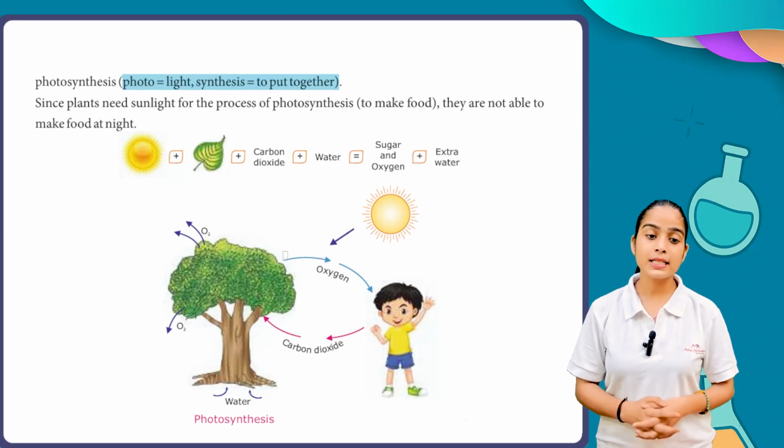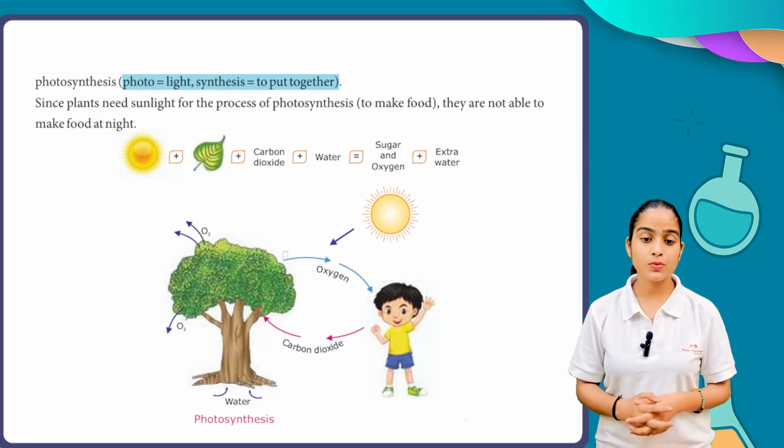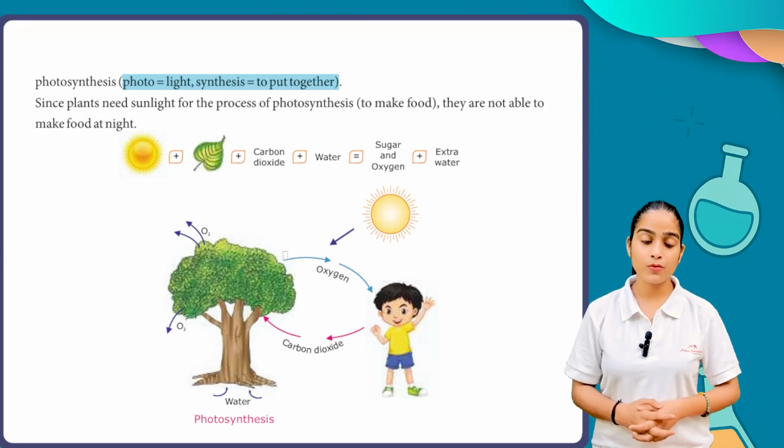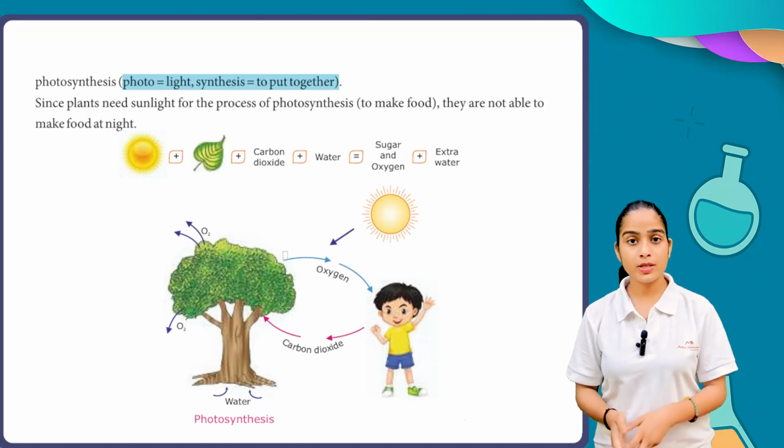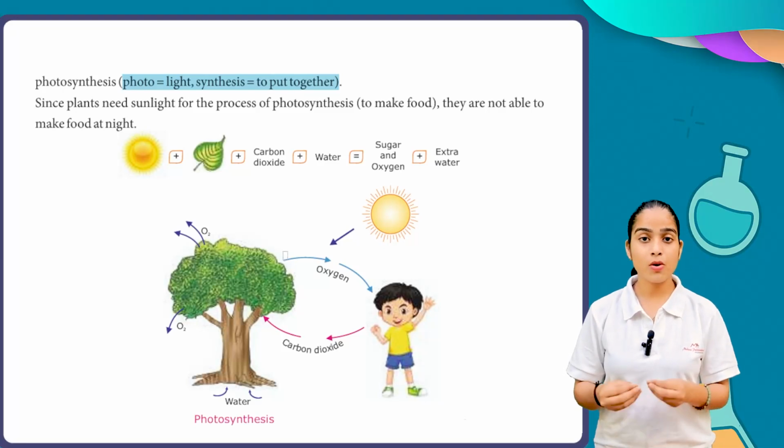Since plants need sunlight for the process of photosynthesis to make food, they are not able to make food at night. Sunlight is present only in the daytime, so this process happens only in the daytime, not at night.